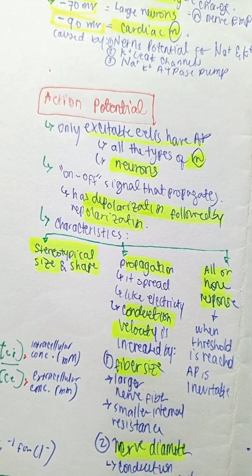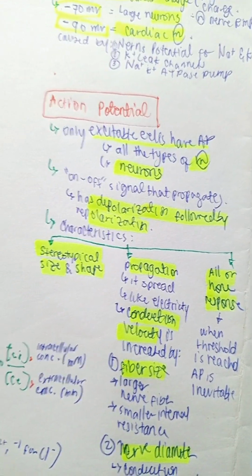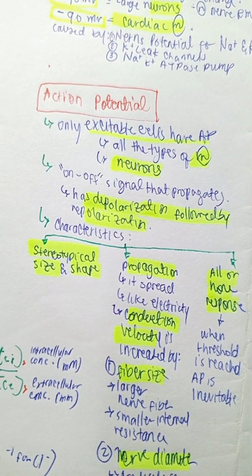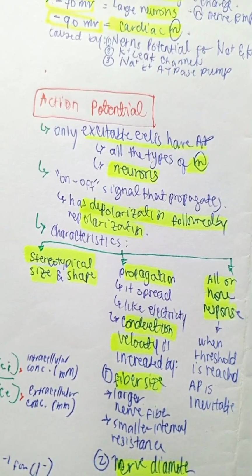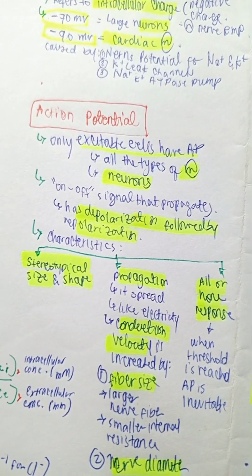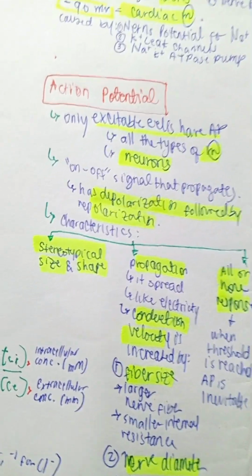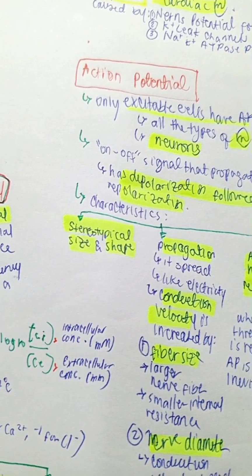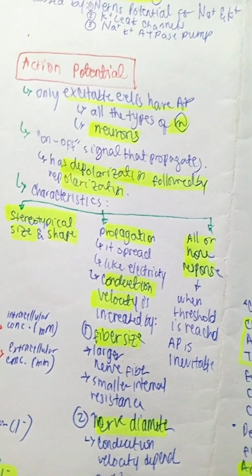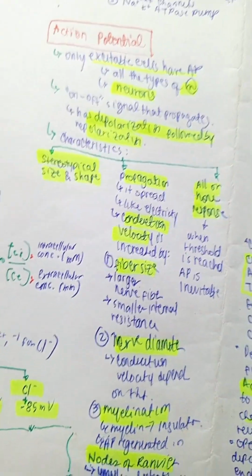Only these cells have action potentials, which can be seen in all types of muscles, the skeletal, smooth, and cardiac muscles, as well as in the neurons. The action potential has on and off signals that propagate, and it has depolarization followed by repolarization. The characteristics of action potentials are its stereotypical size and shape, and propagation, which means that it spreads like electricity, and conduction velocity is increased by fiber size.